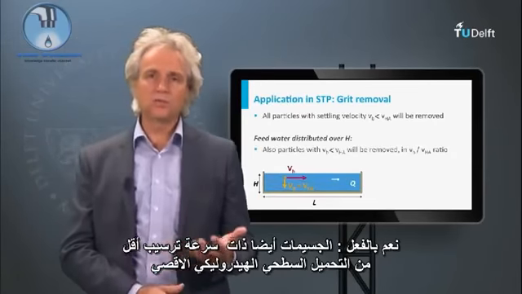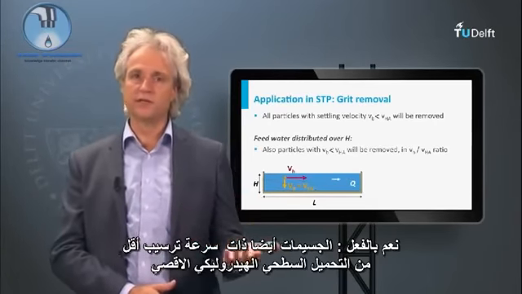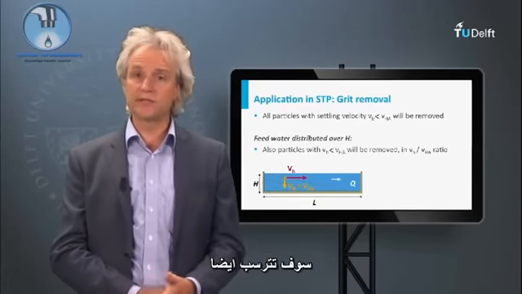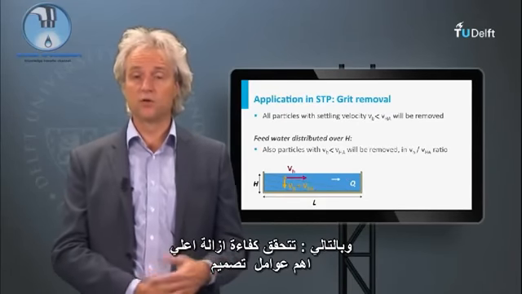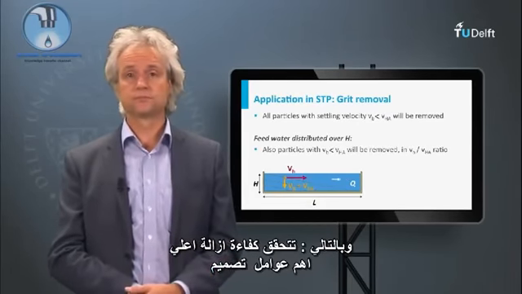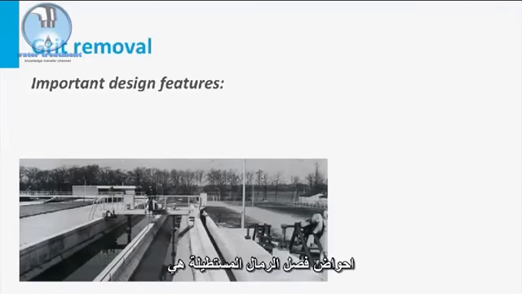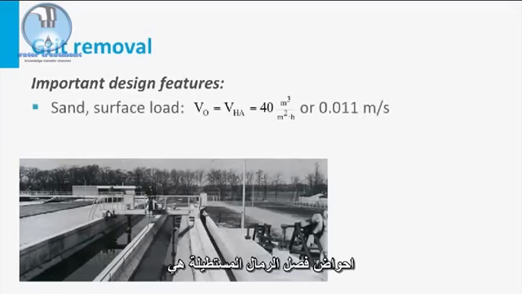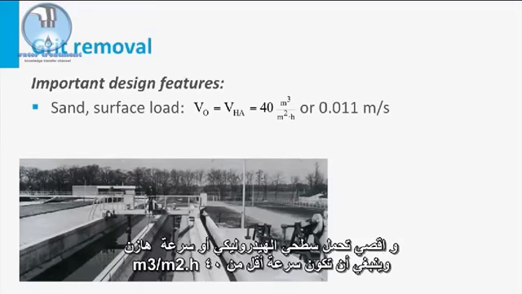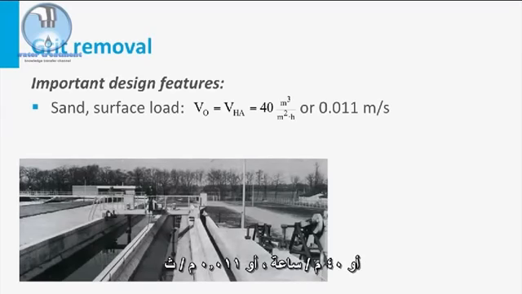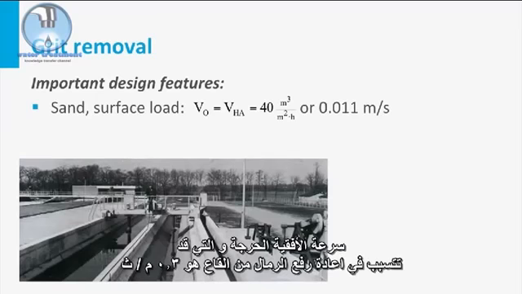Yes, indeed. Also particles with a lower settling velocity than the maximum hydraulic surface load will settle, and thus a higher removal efficiency. The most important design features of a rectangular grit chamber are therefore: 1. The maximum hydraulic surface load or Hazen velocity should be below 40 cubic meter per square meter per hour, or 40 meter per hour, or 0.011 meter per second.